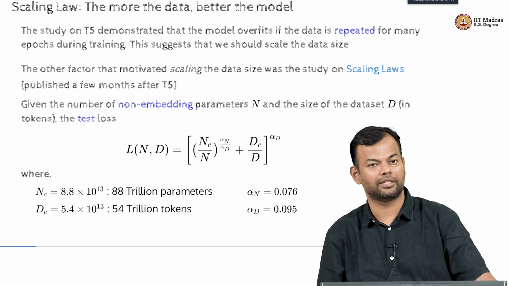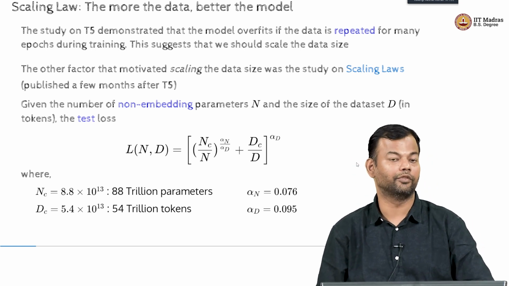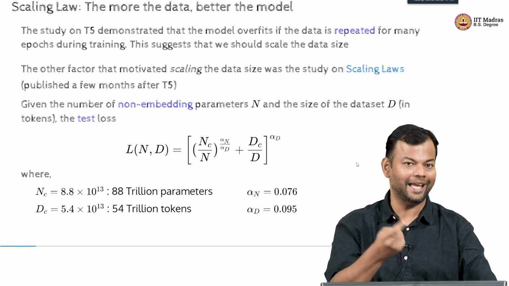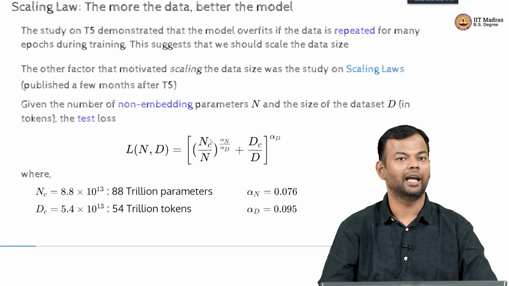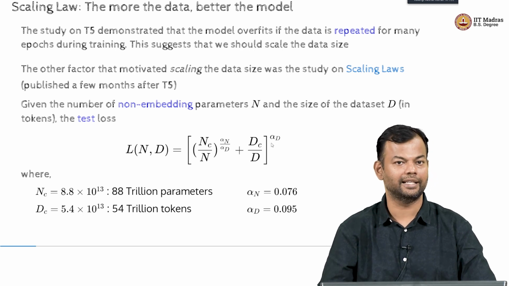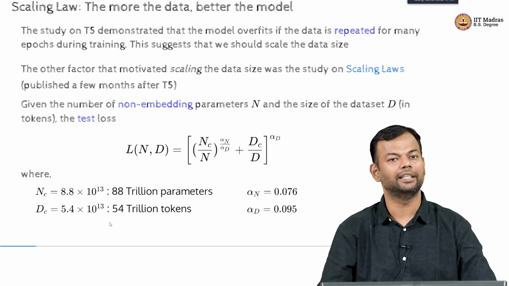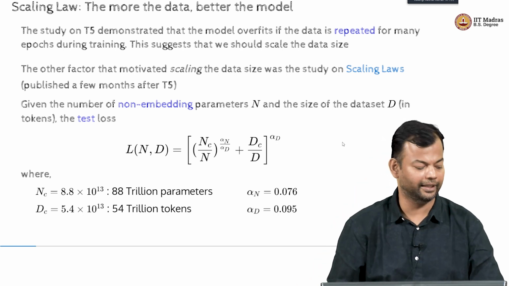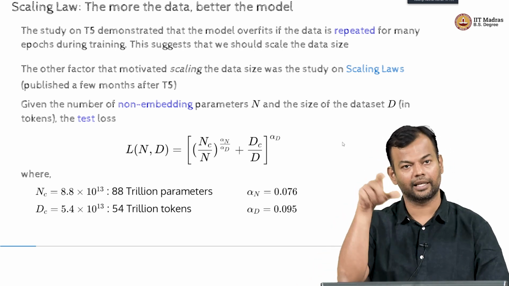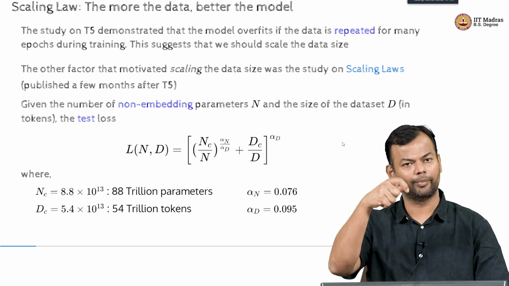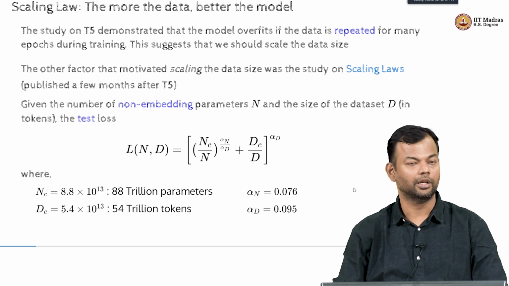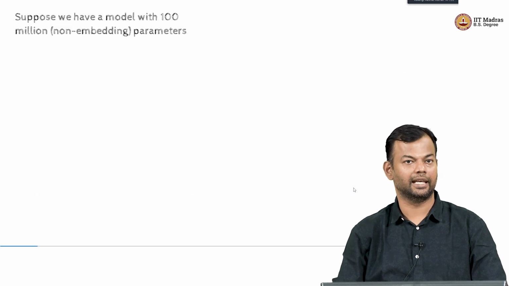So it's a good estimate of the relationship between the test loss and the number of parameters, which is n, and the data set size, which is d, and everything else here is a constant, right? N_C, D_C, alpha_n, alpha_d, everything is a constant, and these constants have been estimated empirically. So this is the formula that they gave, and as you can see, this is like a scaling formula, because as n increases, what happens, as d increases, what happens? So they define this as the scaling law.